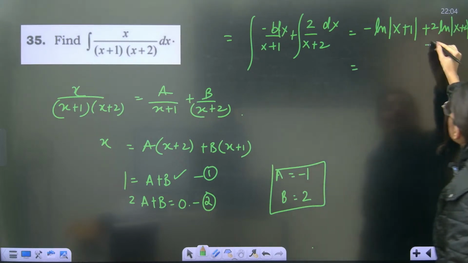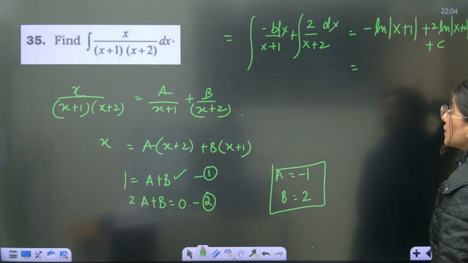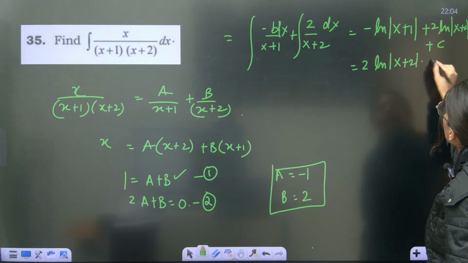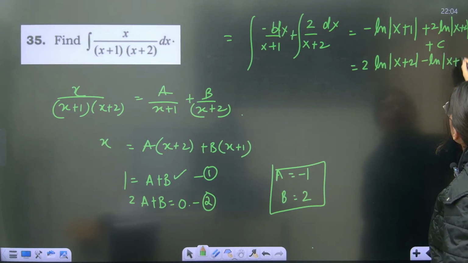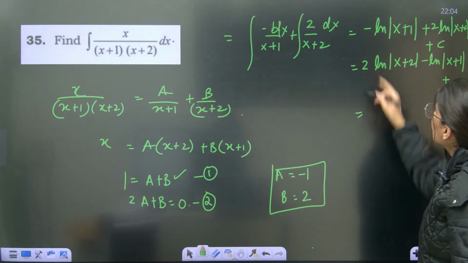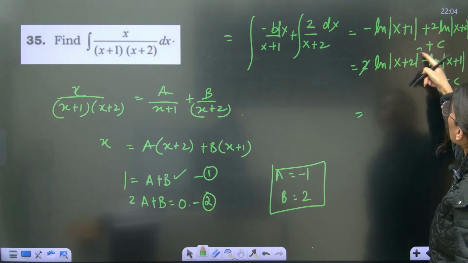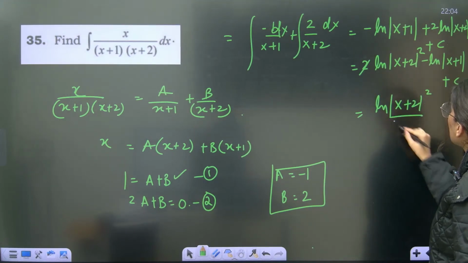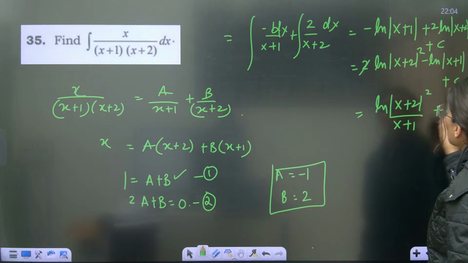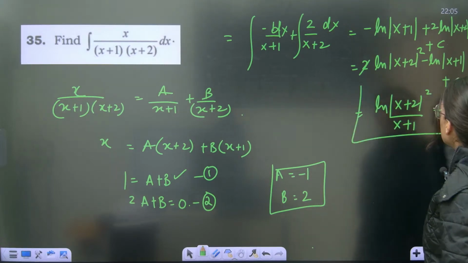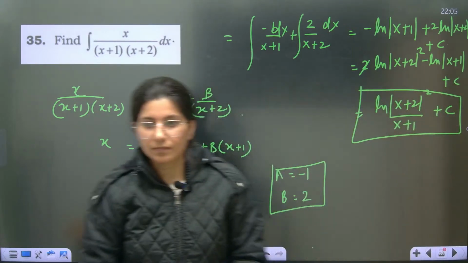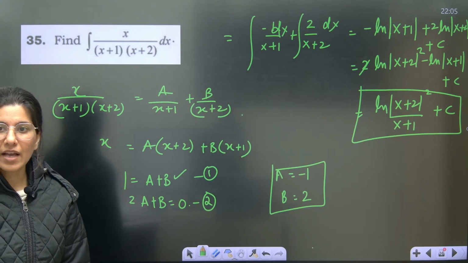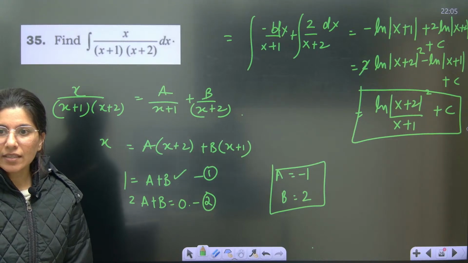Correct? So plus C, constant also. So this is what? 2 log of mod of x plus 2 minus log of mod x plus 1. Yes or no? Plus constant. This 2 will go in the square. So log of mod (x plus 2) whole square upon (x plus 1) plus constant is the final answer of this integration. Okay? Have a look. Getting it, understanding it.